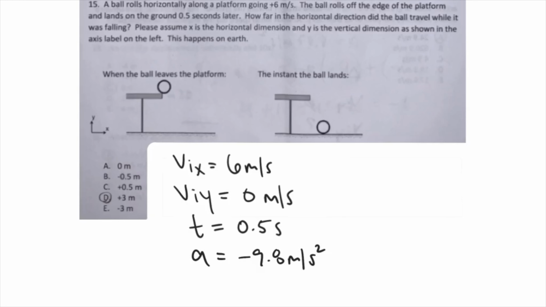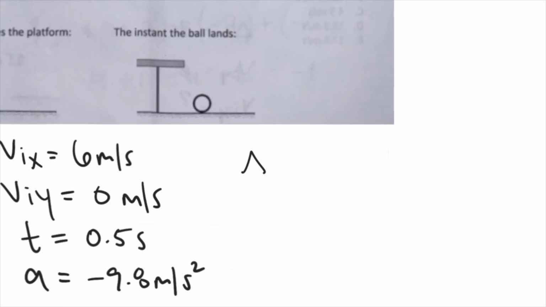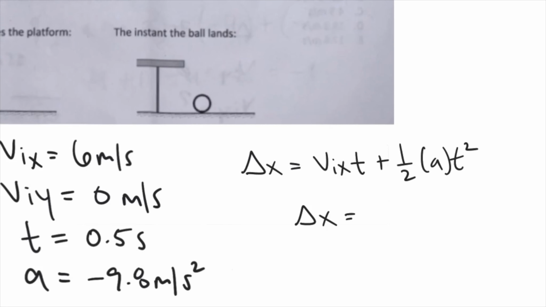Now, we can use one of the kinematic equations, delta x equals v initial in the x direction times time plus 1/2 acceleration times time squared. When we plug into this equation, we find that delta x is equal to positive 3 meters. And this is because the acceleration in the x direction is equal to 0, once the ball is in free fall off the table.